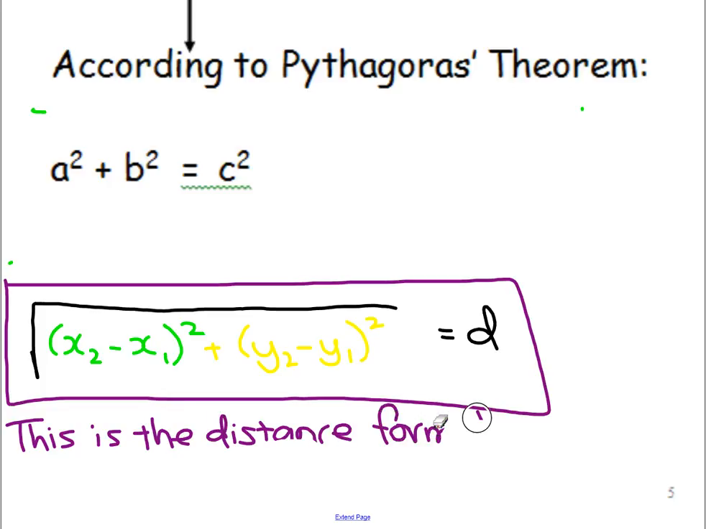So now you know where this comes from. We'll be just basically using it. You don't need to show the proof in your test or anything, but it's just good to know where it came from. The theory behind it is Pythagoras' theorem. So this is the distance formula we'll be using.